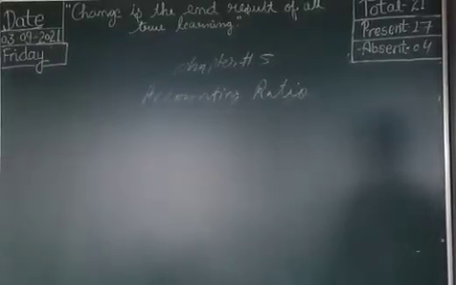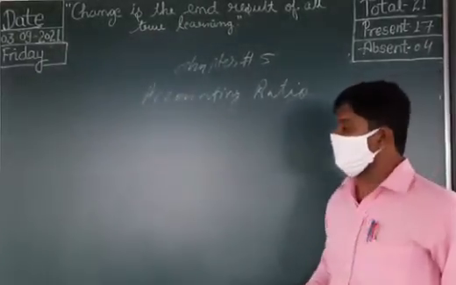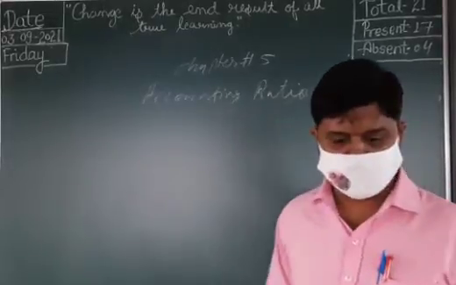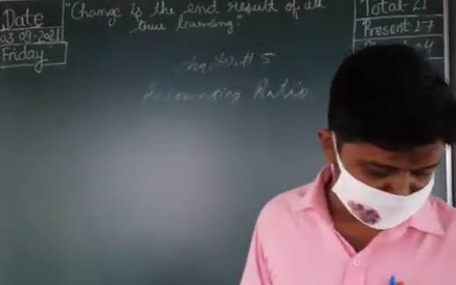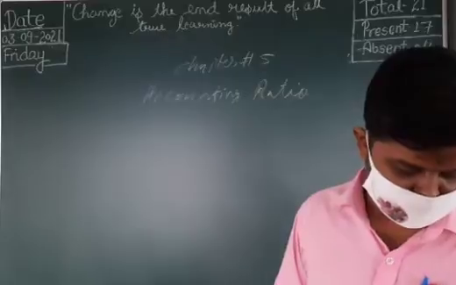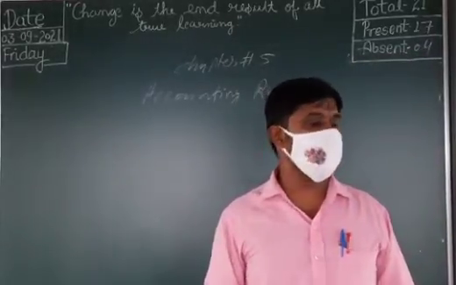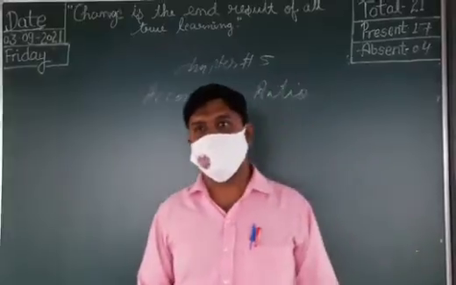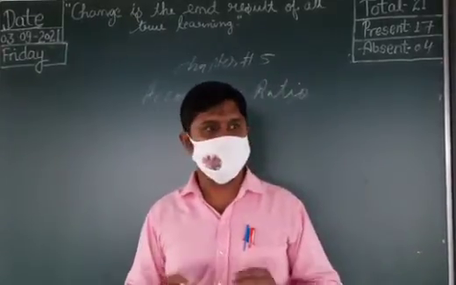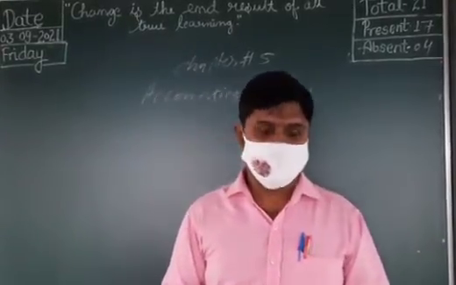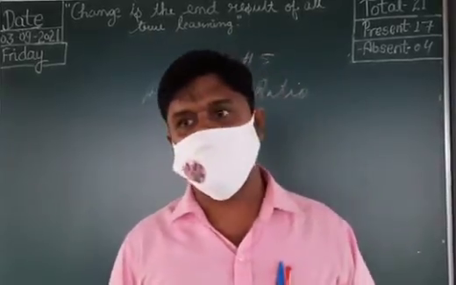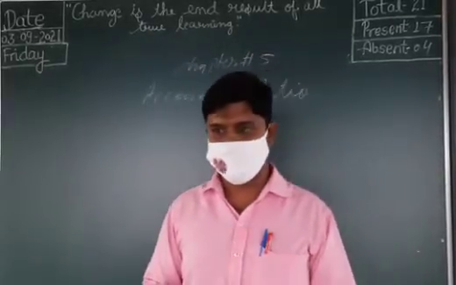Today we are going to see accountancy chapter 5, accounting ratios. This is chapter number 10. Here we are going to discuss the trade payable turnover ratio. The trade payable turnover ratio shows the relationship between total credit purchase and average trade payable.